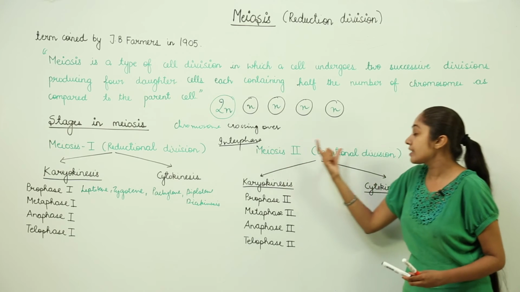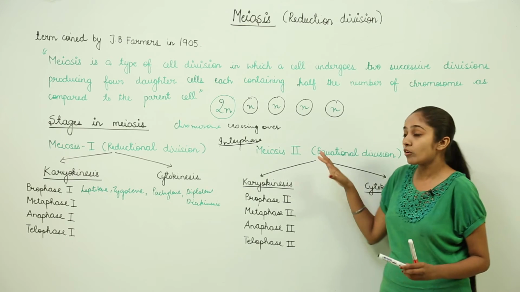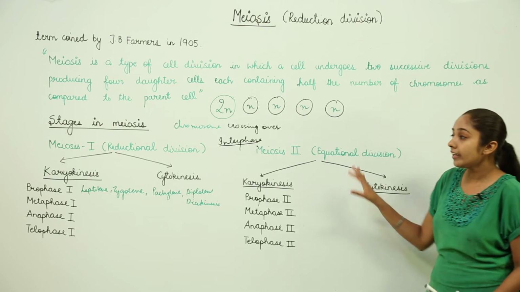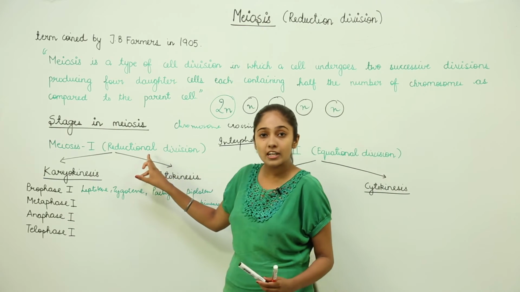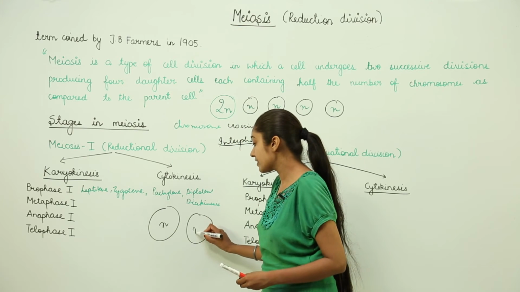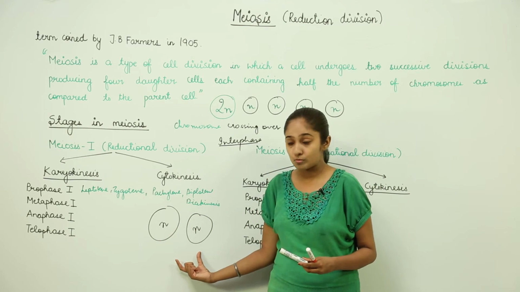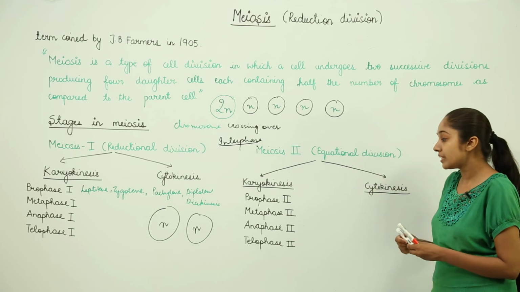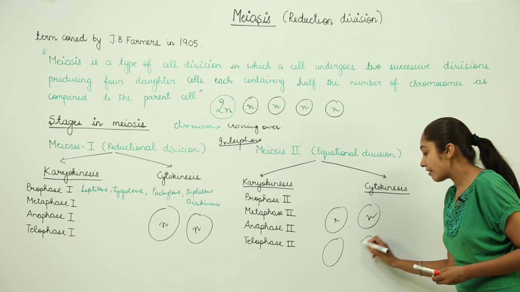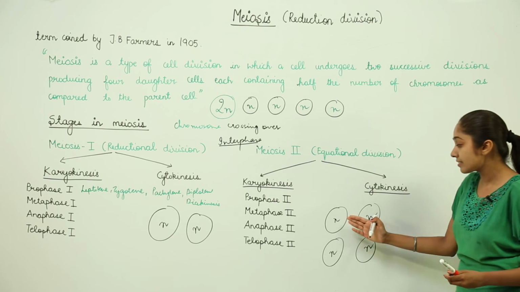Now meiosis 2, as the name suggests, is what? It is equational division, right. So in this we also study in two ways, the karyokinesis and the cytokinesis. Now here you can see in meiosis 1, since it is reductional, we have the haploid daughter cells, containing half the number of chromosomes. And here it is an equational division, so from these two we have two other daughter cells that have the same number of chromosomes that is already there.